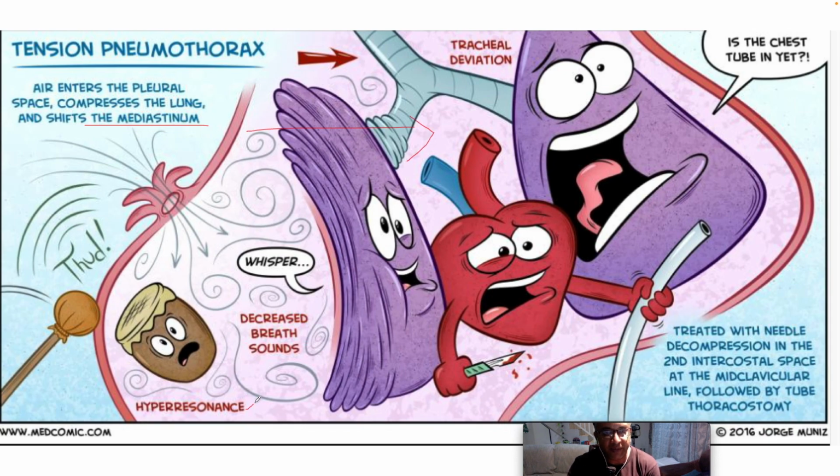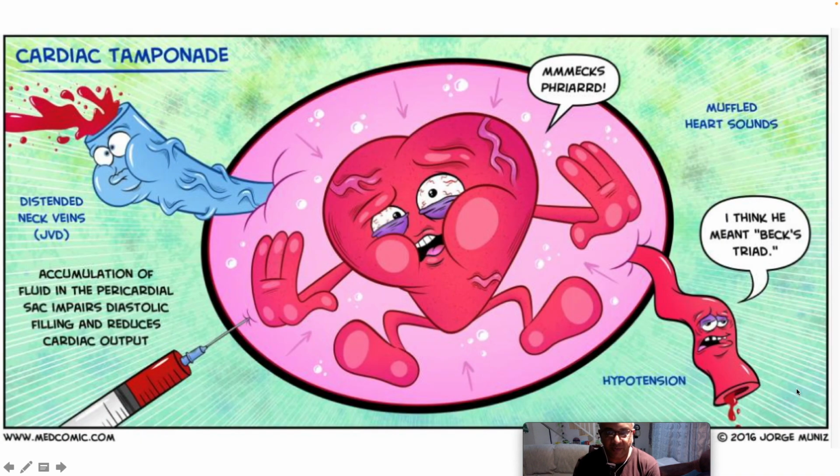Clinically, you pick up hyperresonance, diminished breath sounds, right? And tracheal deviation in tension, right? And usually what happens is we have compression of the large vessels, right? You end up with hypotension, especially the compression of the superior vena cava and the inferior vena cava. Is the chest tube in yet? Because we know that the management of tension pneumothorax is needle decompression in the second intercostal space, at the midclavicular line, followed by thoracostomy. Right?